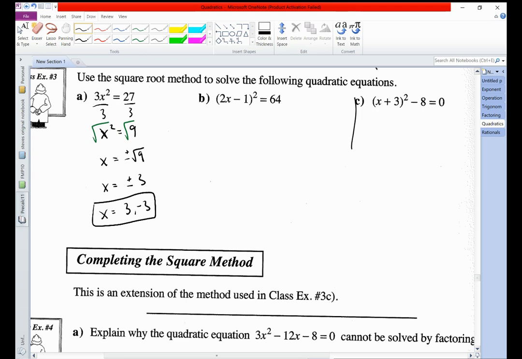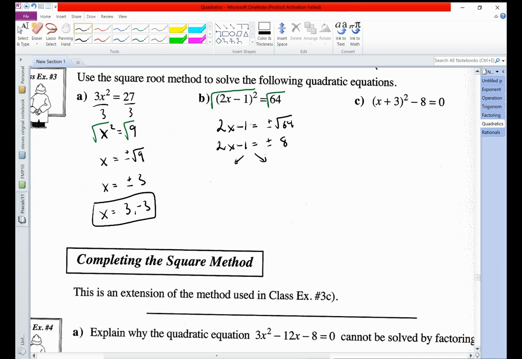We can use that same idea when we have perfect square binomials as well. We've done this before. Here I have 2x minus 1 squared is equal to 64. I can take the square root of both sides to get rid of that exponent of 2. Now I have 2x minus 1 is equal to plus or minus the root of 64. And we know that the root of 64 is a perfect square, which is awesome. So plus or minus 8.